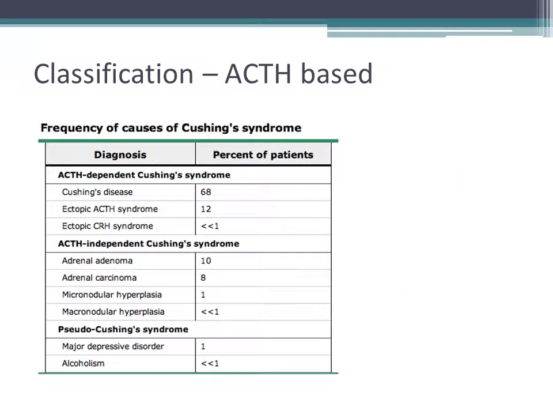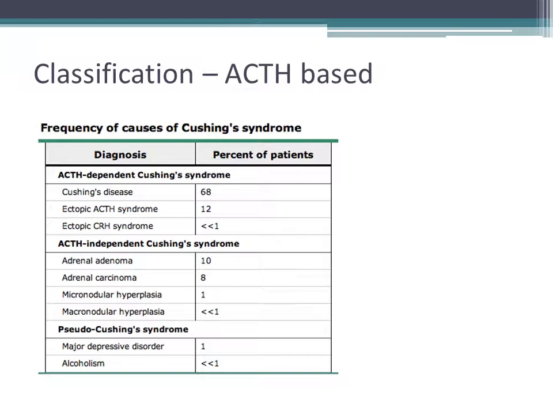So ACTH dependent Cushing syndrome, there are 2 main conditions: either Cushing disease because of a pituitary tumor producing a lot of ACTH, or ectopic ACTH production, mainly something like small cell lung cancers and that sort of thing. So those are the 2 main reasons for elevated ACTH level or inappropriately normal ACTH level.